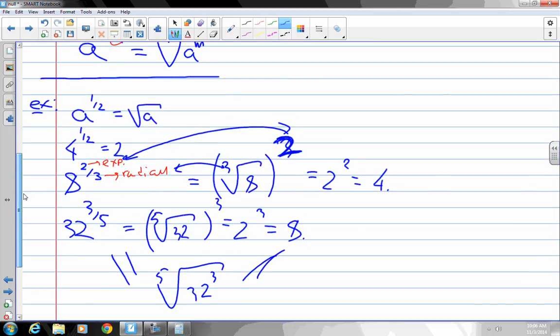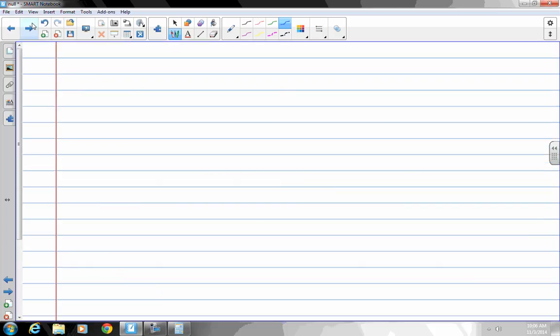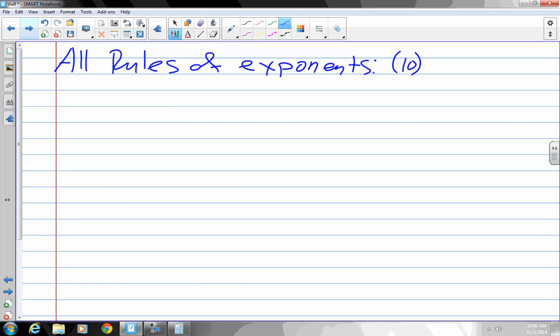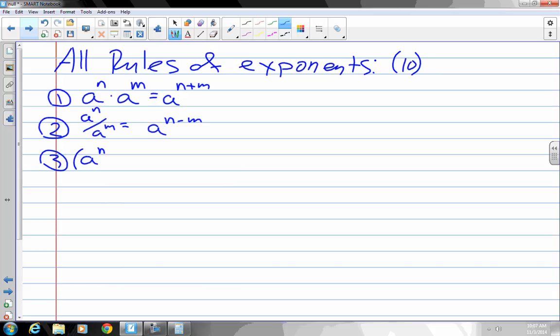So this way we have all the rules of exponents that are out there. So let's review. We have a total of 10 rules of exponents now. You know the friendly ones: a to the power n times a to the power m, we add exponents. We have a to the power n divided by a to the power m, we subtract exponents. So these are the good and friendly ones. We have a to the power n raised to the power m, we multiply exponents.